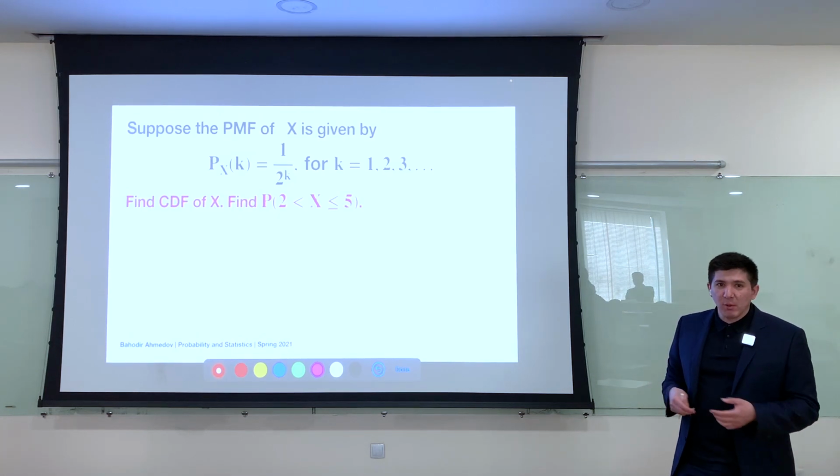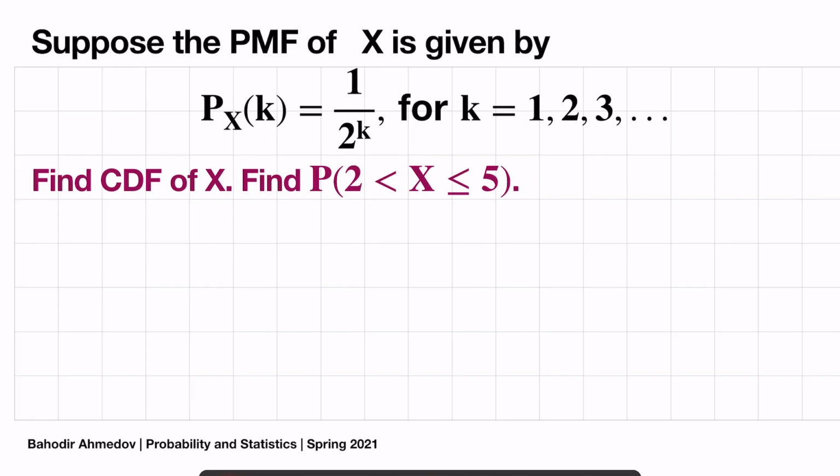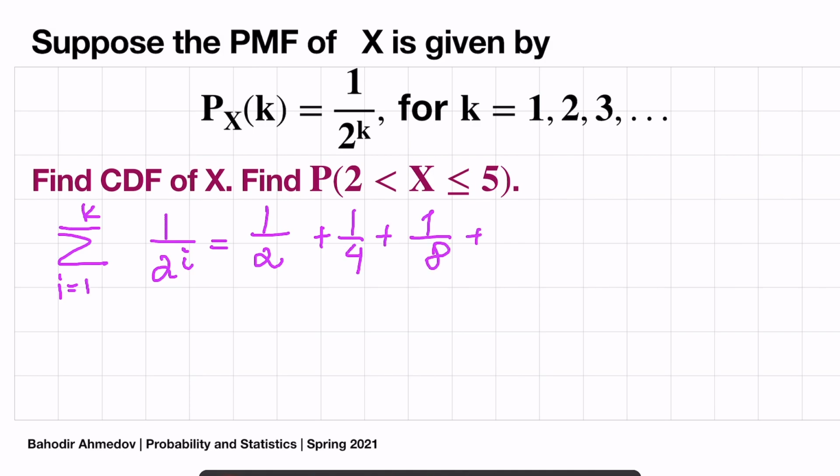But is the sum equal to 1? Yes, I mean it is 1, right? Because this is actually a geometric series. So let us do this. The sum of i from 1 to k of 1 over 2^i is going to be equal to 1 over 2 plus 1 over 4 plus 1 over 8 plus 1 over 16 plus and so on, right?